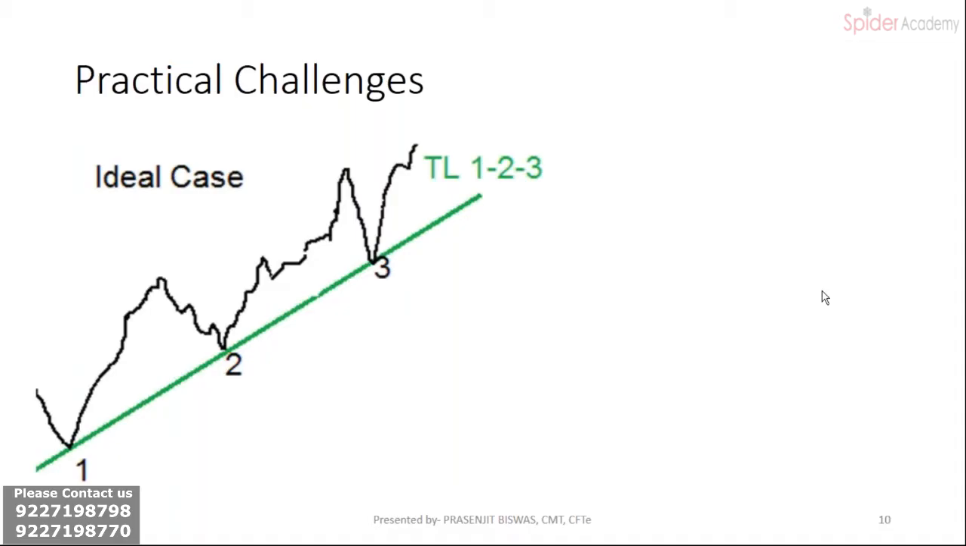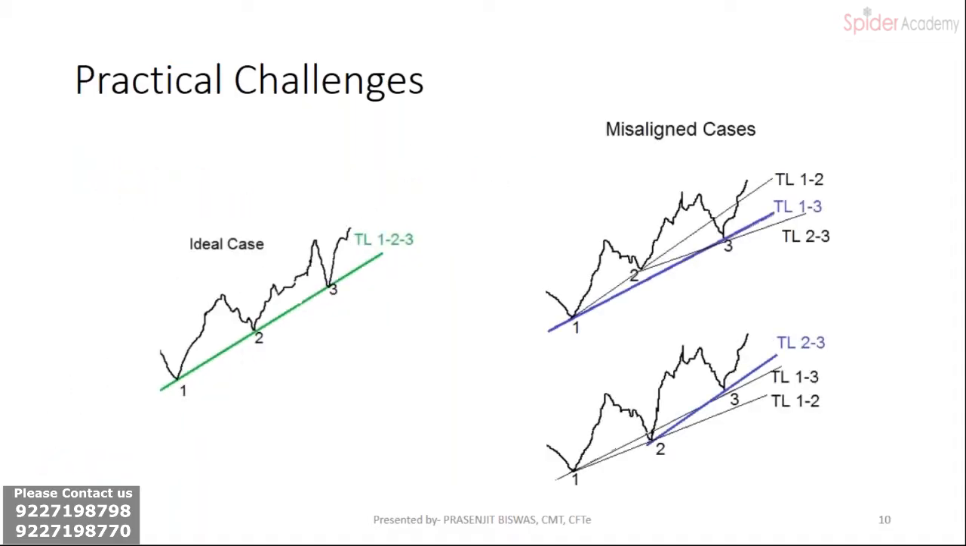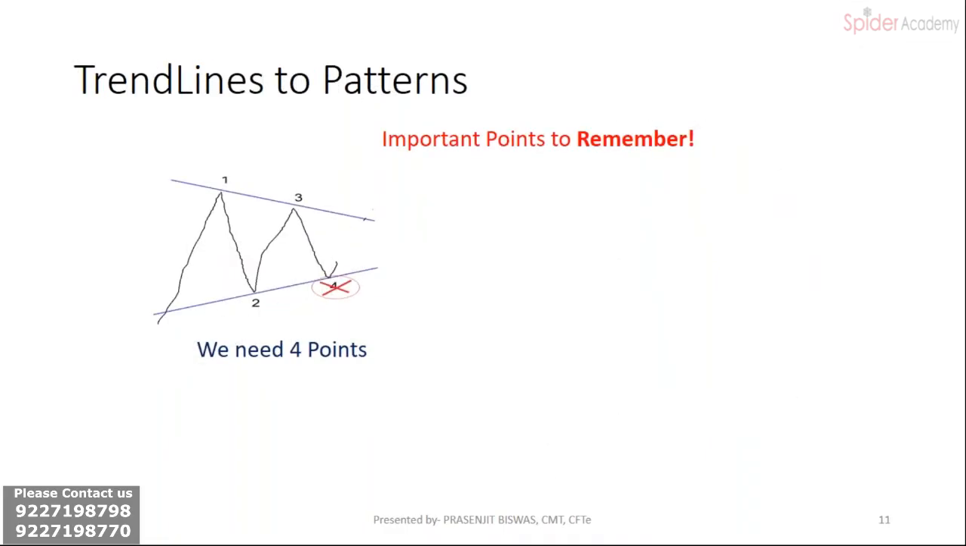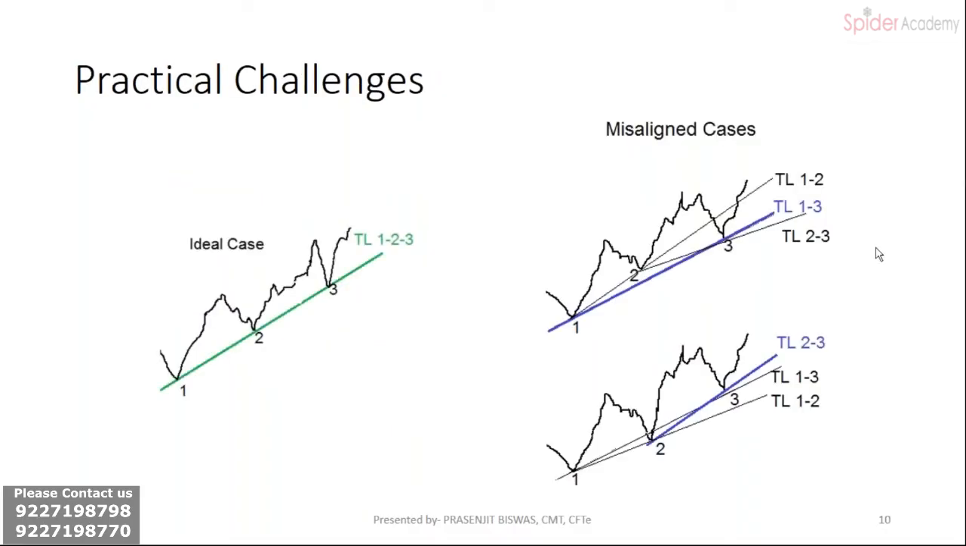In reality what you find is a more complicated case like these, where the points are not falling on a straight line, they are going to be misaligned, and that's where the experience comes in, and that's where all the game becomes difficult. So how you deal with these misaligned cases is what we have to understand. Now let's say in the first plot that I have shown here, if the points 1, 2 and 3 are not falling in a straight line, then how do you draw the trend line? Ideally you can draw three types of trend lines: the line joining 1 and 2, then 1 and 3, and then the line joining 2 and 3.